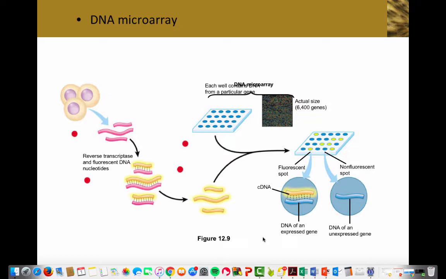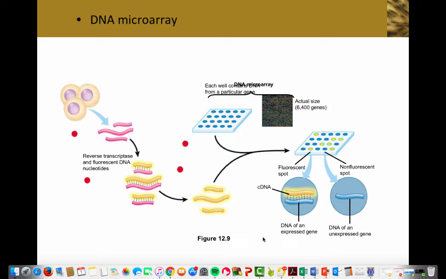And then basically you take that cDNA and mix it with the DNA of an expressed gene. And so what happens is if the cDNA attaches to the blue or the original expressed gene, then it lights up and turns, in this case, yellow or green up here. And if there's no complementary DNA that you're looking at, then this gene is not expressed, so it doesn't glow, and so here is blue. And most of the time you can see these in red and green.